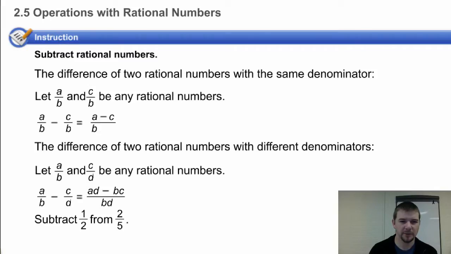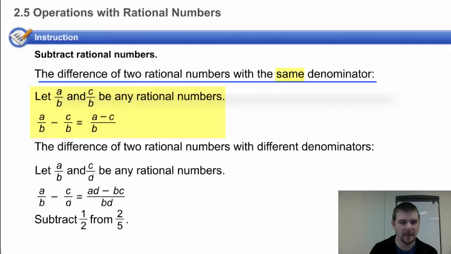Example problem 2. The instruction to go along with the example problem: subtract rational numbers. The difference of two rational numbers with the same denominator. Well, again, let a over b and c over b be any rational numbers. Then the difference will equal a over b minus c over b, and that equals a minus c over b.